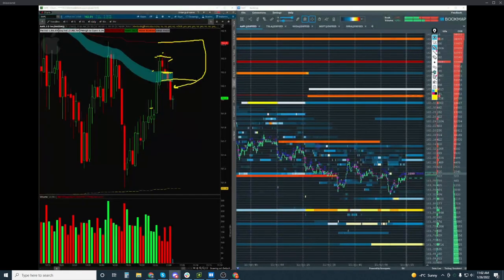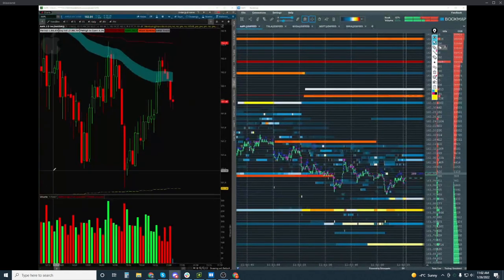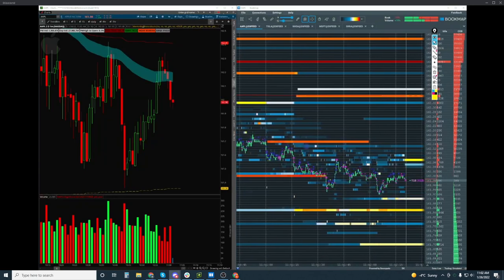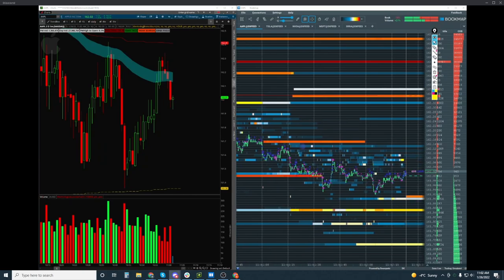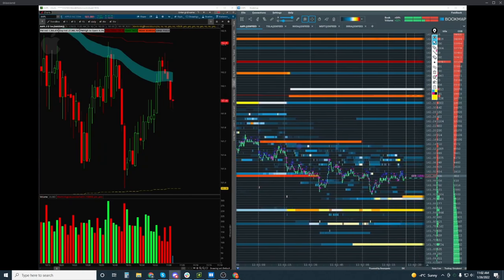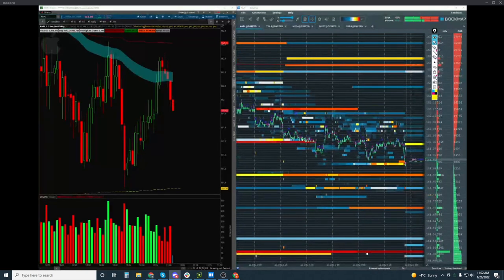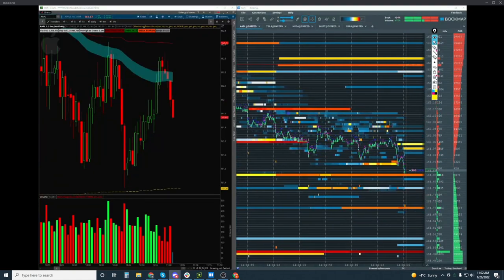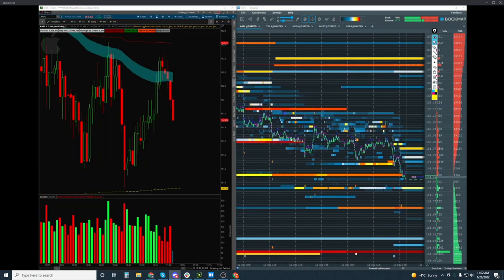Make sense, traders? So this is really the process, from how to find the setup to trade to how you move down your risk. Okay.